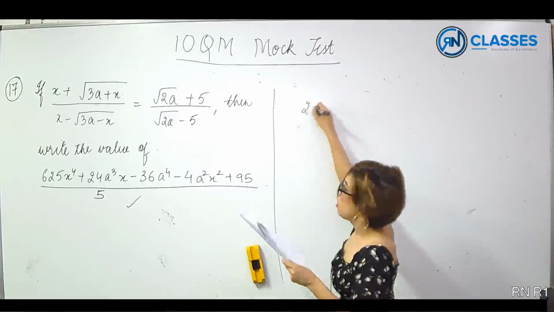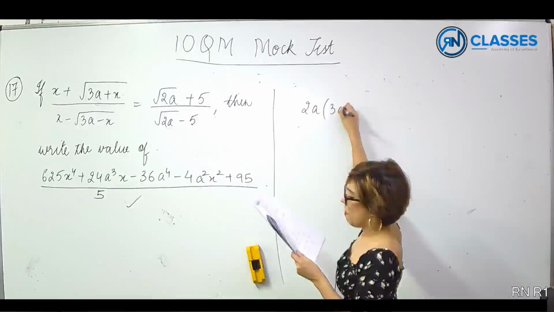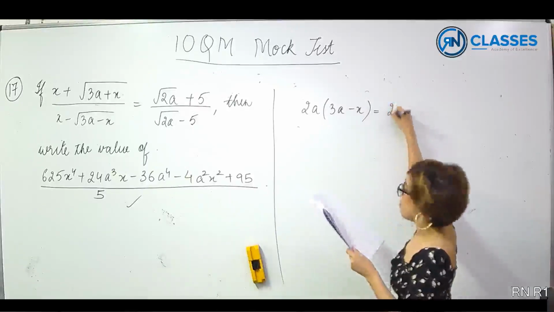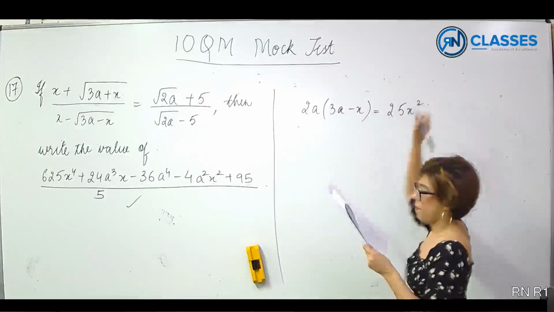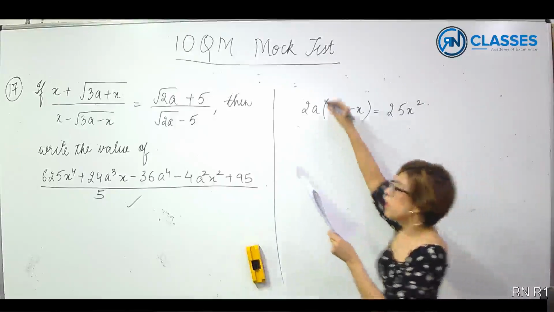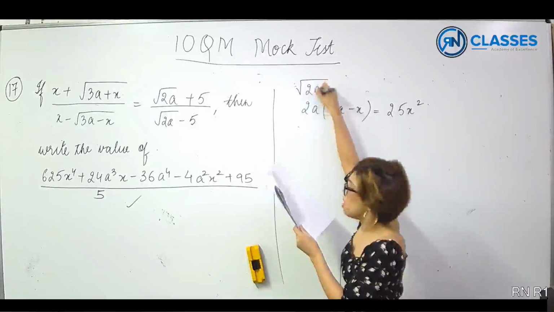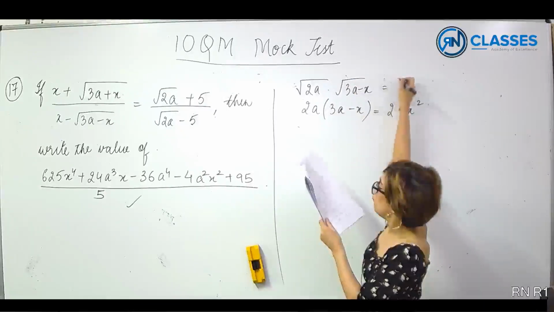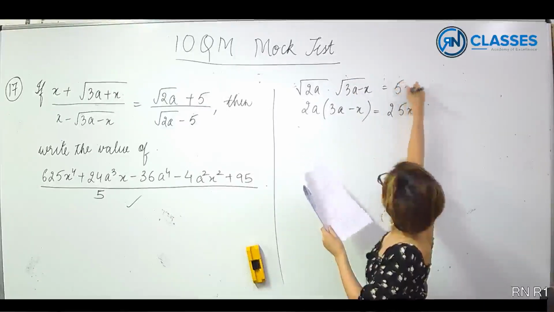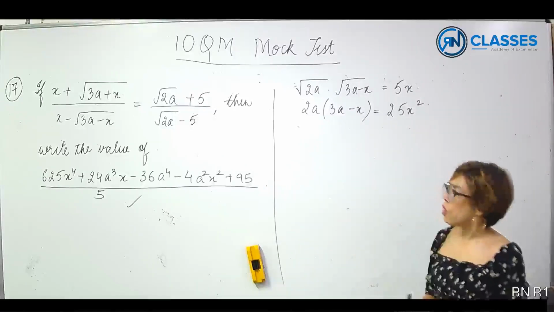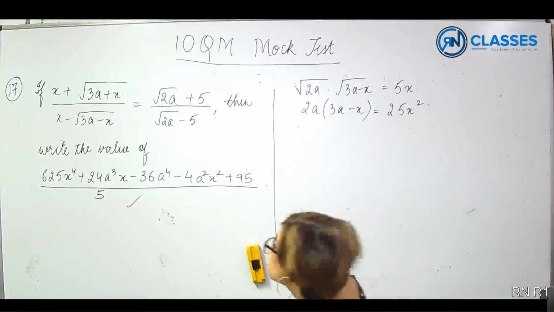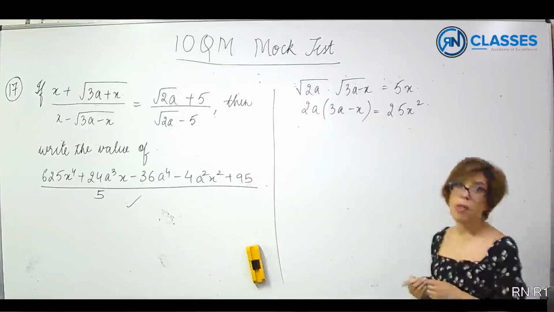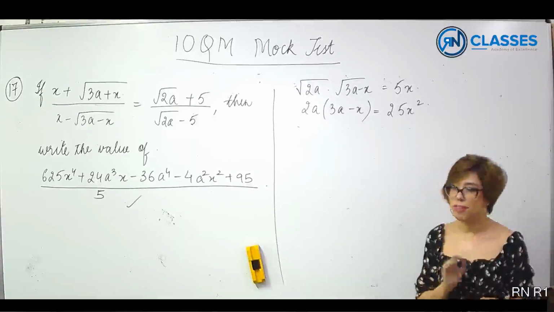2a into (3a minus x) is equal to 25x squared. Because ideally you get this relation, square root of 2a into square root of 3a minus x equal to 5. Obviously, I would not want the radical sign, even though it is not mentioned in the question, so I am going to square it out, since I'm only interested in the value of it.